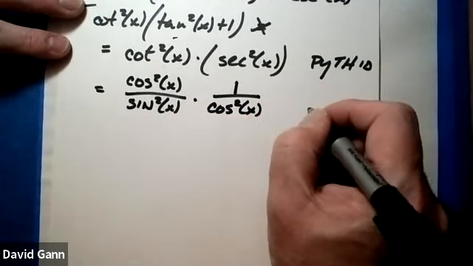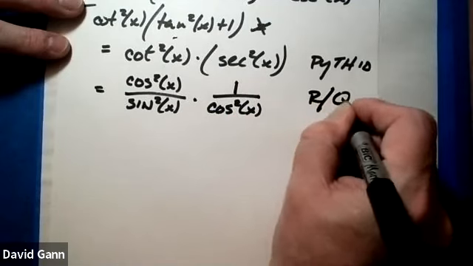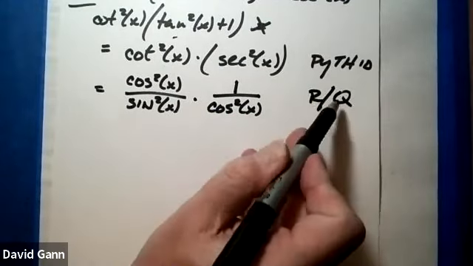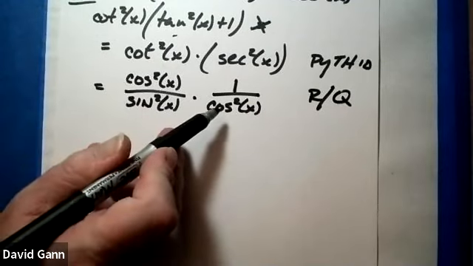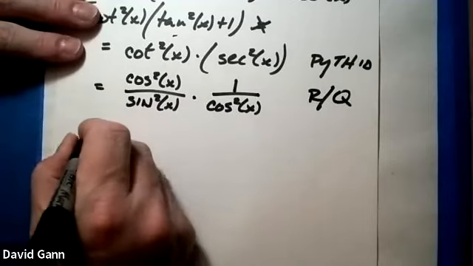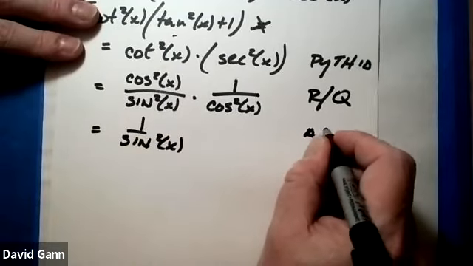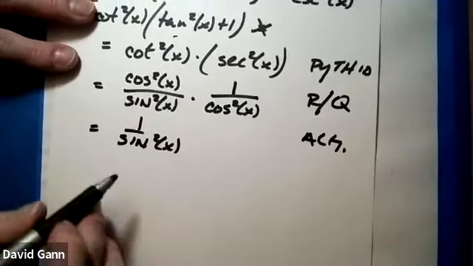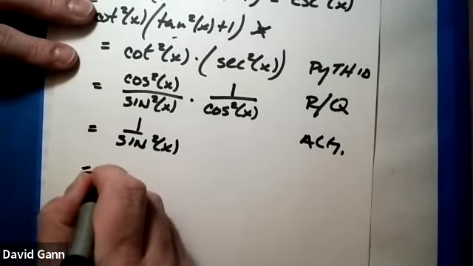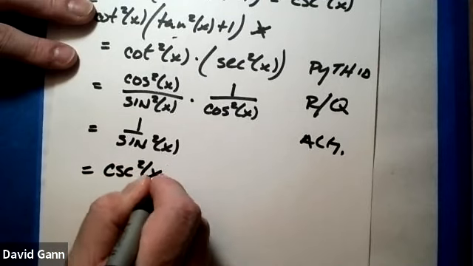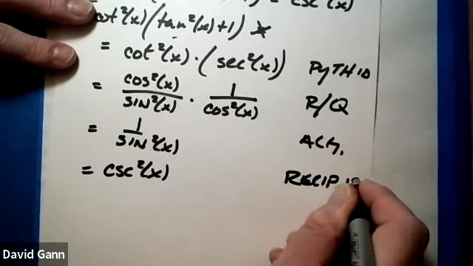So again, I'm doing 2 different classes of identities at the same time, so I'm going to say RQ, for reciprocal and quotient. And then I've got some algebraic cancellation. Notice I've got a cosine squared in the numerator, cosine squared in the denominator. What's that leave me with? Well, that's 1 over sine squared of x. That's an algebraic process, okay? And then finally, hopefully everybody recognizes 1 over sine squared is in fact cosecant squared. And that again is another reciprocal identity, okay?